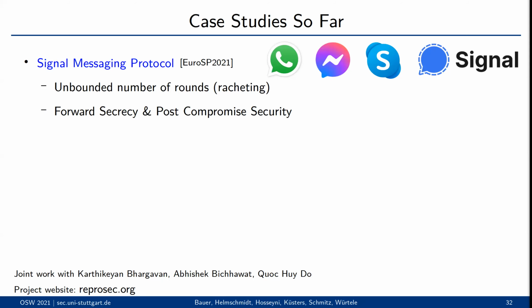So far we used DY* to analyze several protocols. Again, I won't go into details here, but just give an overview. And the first analysis we did was on the Signal protocol. And here we showed both forward secrecy and post-compromise security. So two properties that are really essential to the Signal protocol.